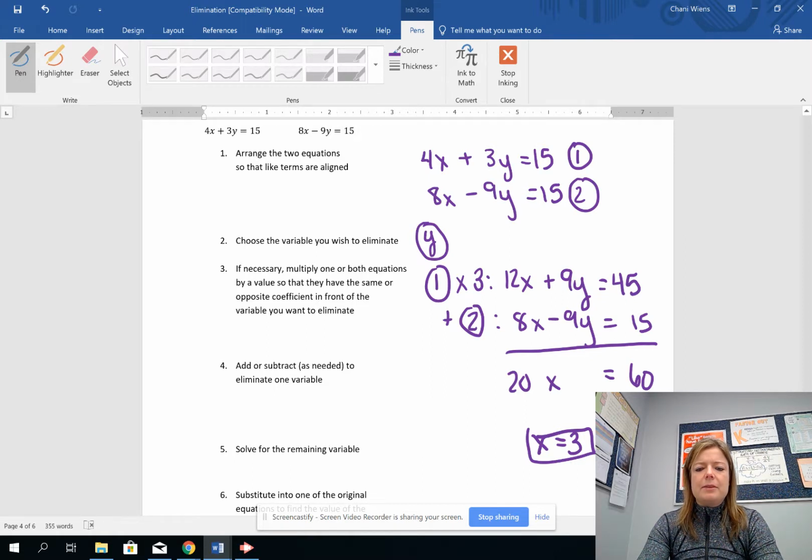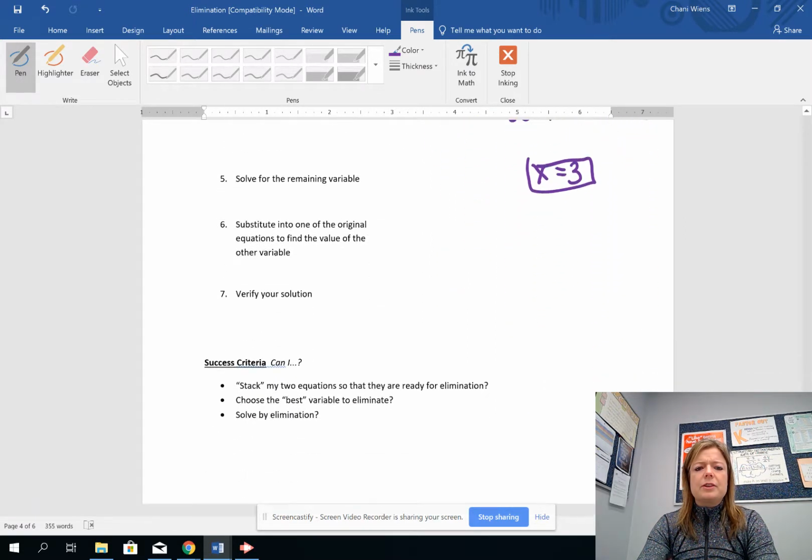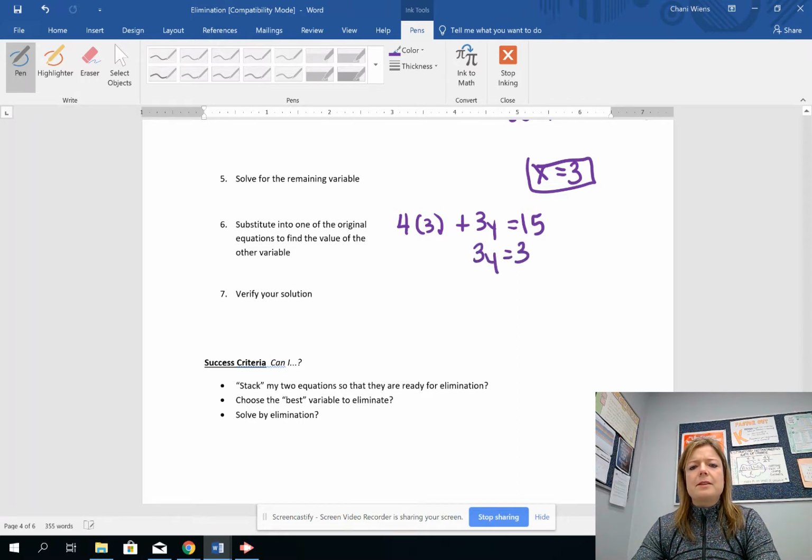Then you substitute x equals 3 into one of the original equations to find the value of the other variable. So I would take, for example, let me see here, 4x. So 4 times 3 plus 3y equals 15, and solve for y. So 3y equals 3, okay, because this is 12 and I'm subtracting 12, and y is equal to 1. So my solution is 3, 1. I write the x first and then the y.